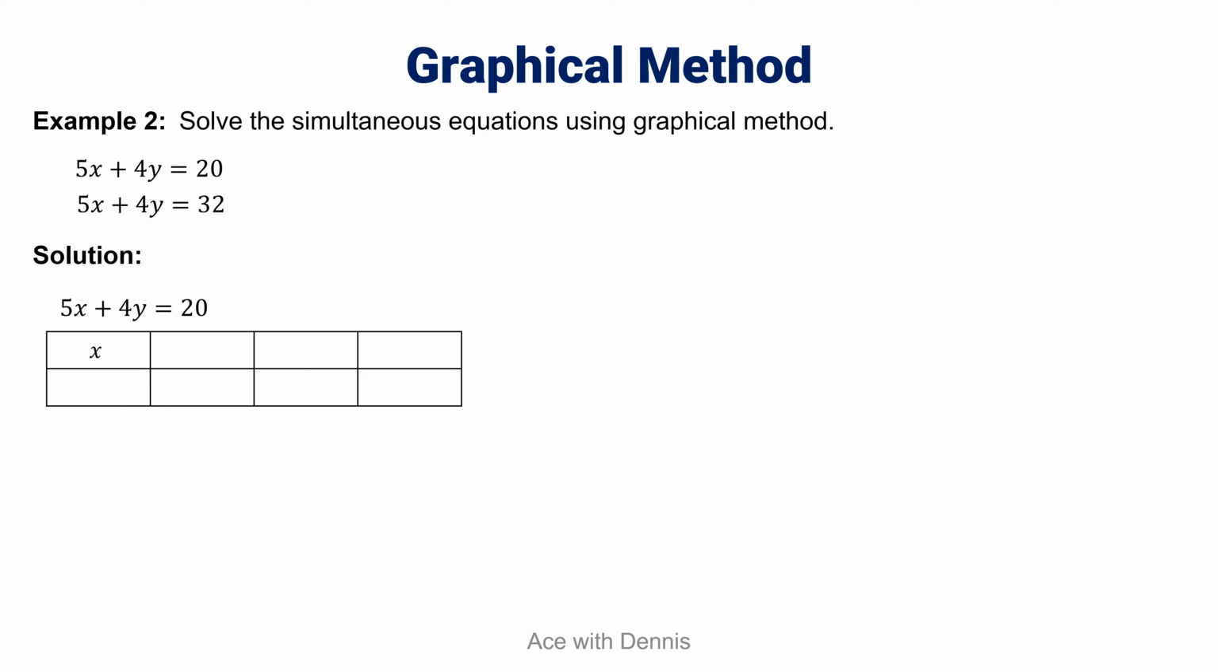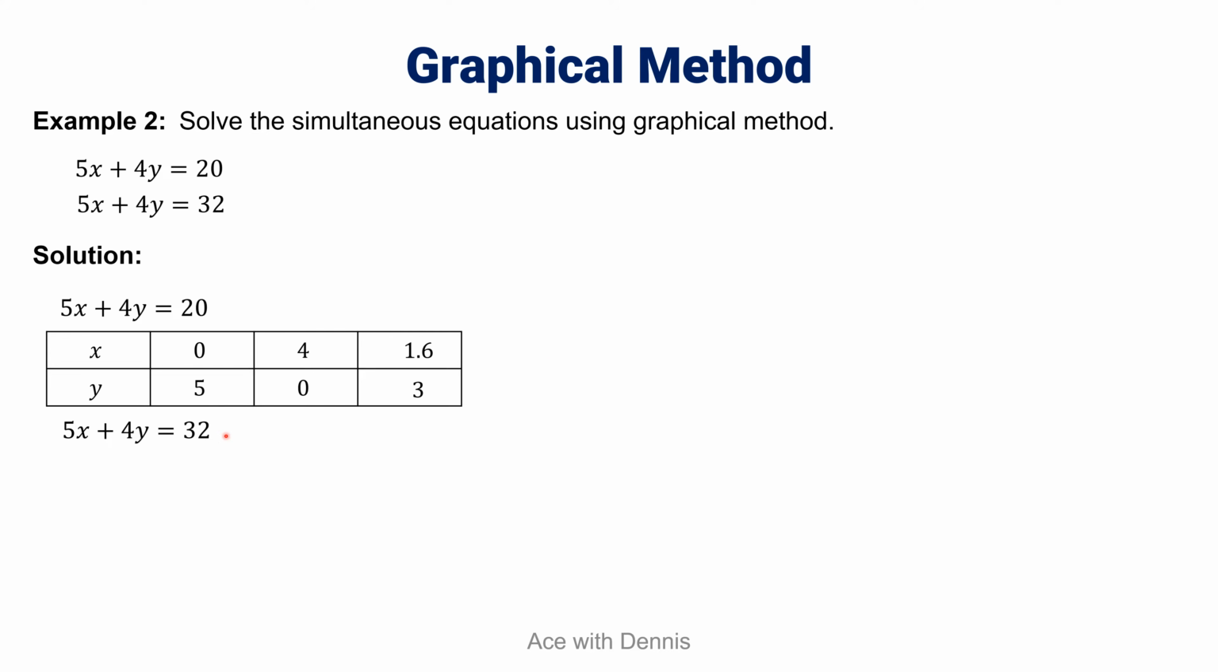For the first x and y, let's choose x is 0. Then we calculate the corresponding value of y, which in this case is 5. Now I choose y equal to 0, and the x value will be 4. And I will choose y equals 3, and x will be 1.6. Again, this is not a very perfect value, but it's fine, as long as we can plot the graph easily.